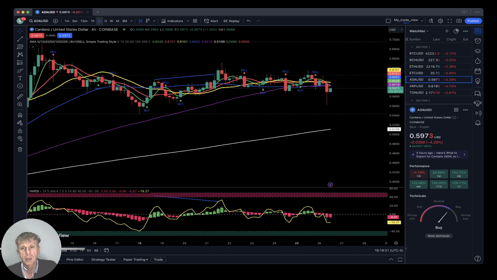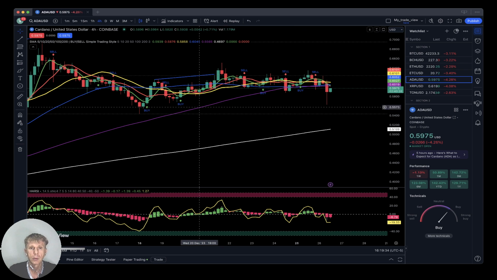4 hours time frame, same, SMA 5 and bars move below all moving averages, bearish trend. RSI and Heikin-Ashi also bearish. Also bearish, right?